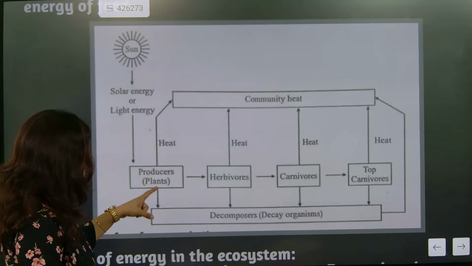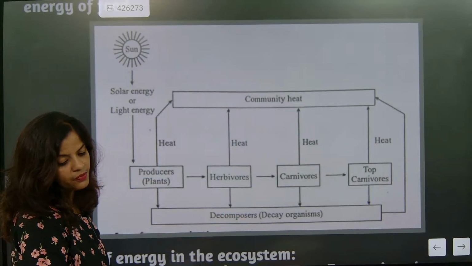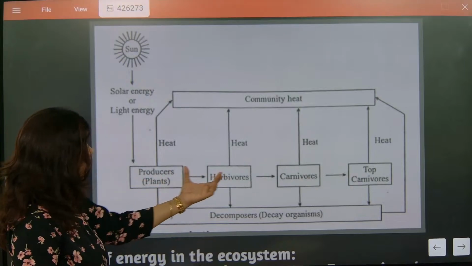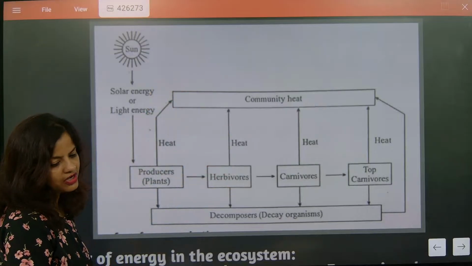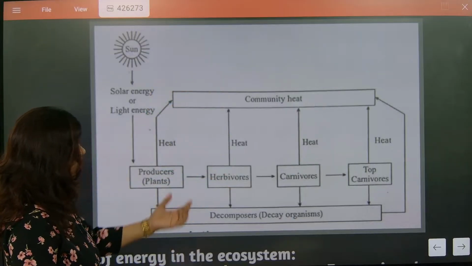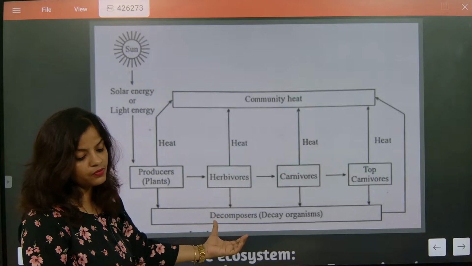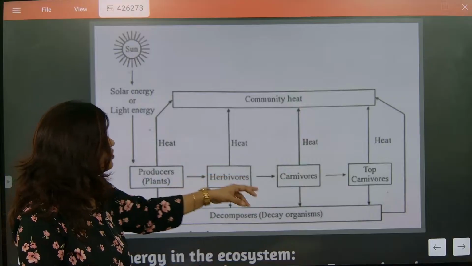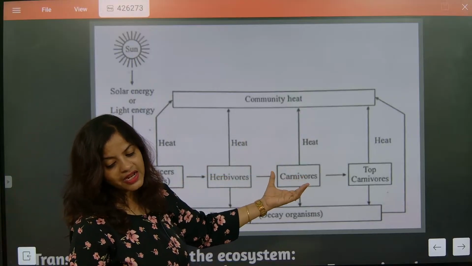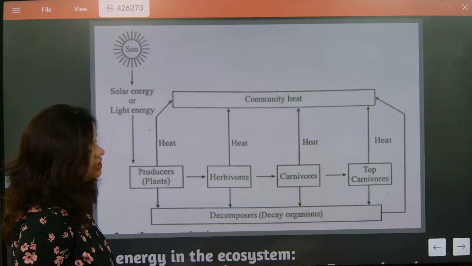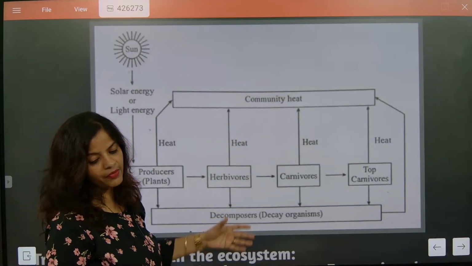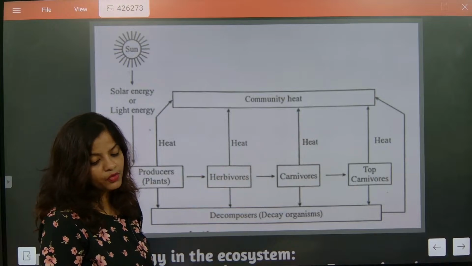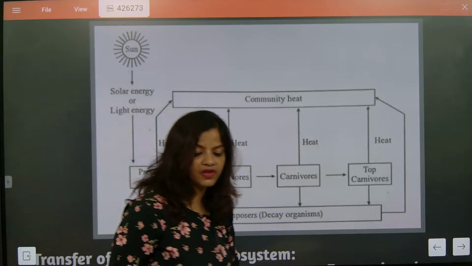Now, look here. These plants are decomposed by decomposers when they die. The producer is eaten by the herbivore. After eating, whatever energy is released is called heat energy. It will go to community heat. These herbivores, when they die, are decomposed by decomposers. After herbivores come carnivores, which are eaten by the top carnivores. Whatever energy is released goes to the community space, and when all of them die, they are decomposed by whom? Decomposer. So this chart is a very, very important chart.